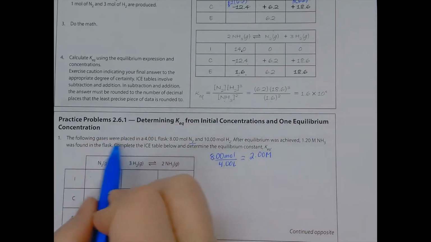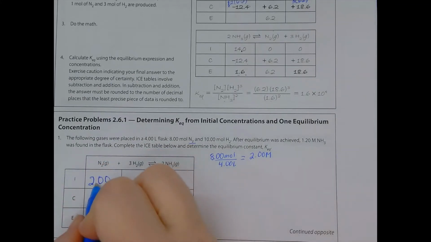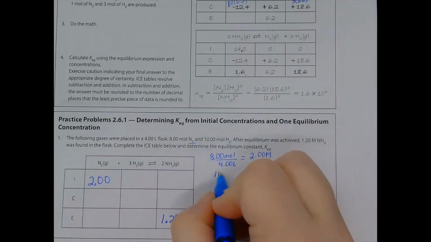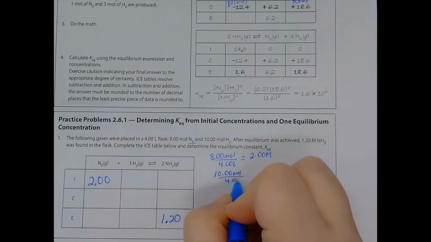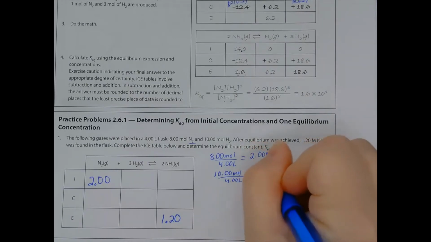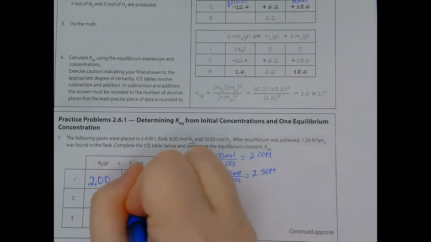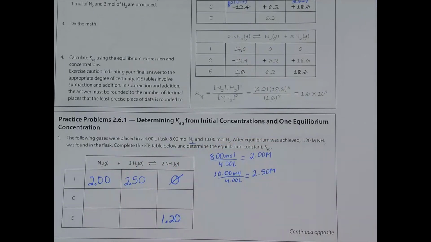So that's, it says they were placed in there, so that's going to be our initial. And then same thing for hydrogen. We've got 10.00 moles over 4.00 liters. So 10 over 4 is 2.50 molar. So that's our initial of hydrogen. And it doesn't say any NH3 is placed in the flask. So we've got all of our given information in here.